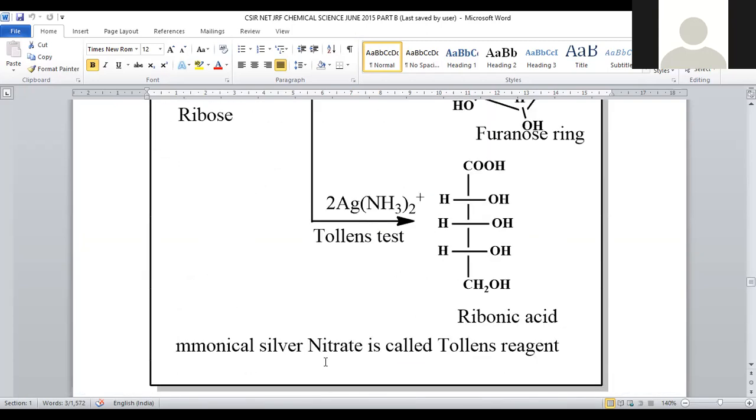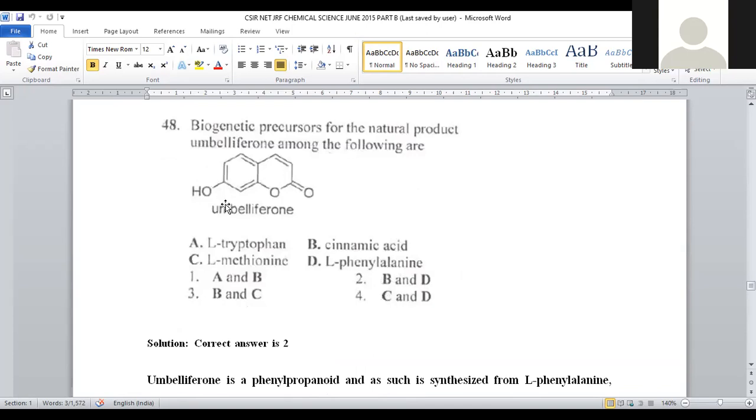Let us move on to question number 48. Again, it is a part of organic chemistry. It is the system called coumarin, biogenetic precursor for the natural product umbelliferone among the following, right? So 1, 2, 3, 4, 5, 6, 7, 8. Seventh position hydroxy. 7-hydroxycoumarin is called umbelliferone. It is a phytochemical extracted from the plant. What is the biogenetic precursor for this natural product umbelliferone? Biogenetic precursor in the sense, what will be the starting material from which we can start its biosynthetic pathway.